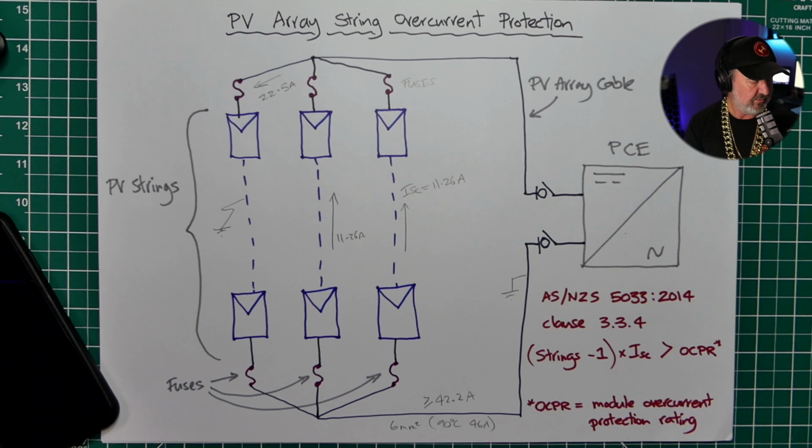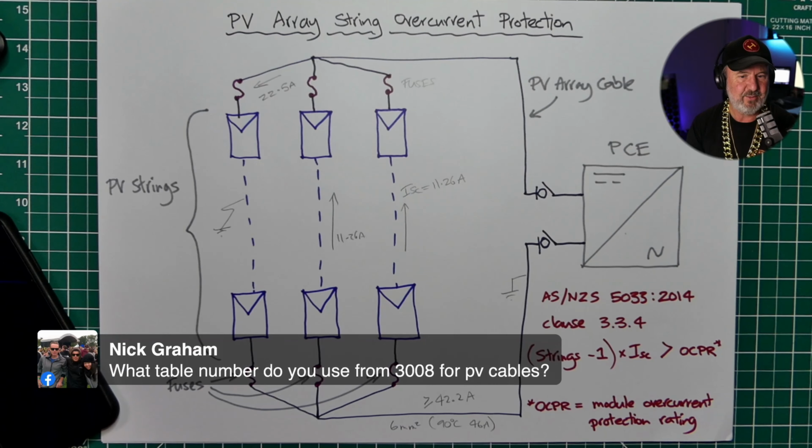For those not familiar with 3008, it is quite a learning process to get your head around, because there's so many tables and so many different configuration options. Knowing which one applies can be a little bit daunting at first, but once you've got it nailed, put a little post-it note on your copy, and you'll go straight to it, because generally you won't be using a wide range of cables. So thanks for that one, Nick. It's good to have clarification on this.